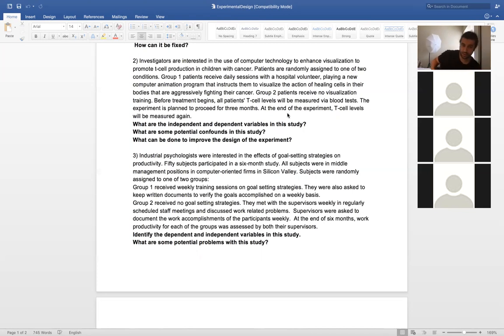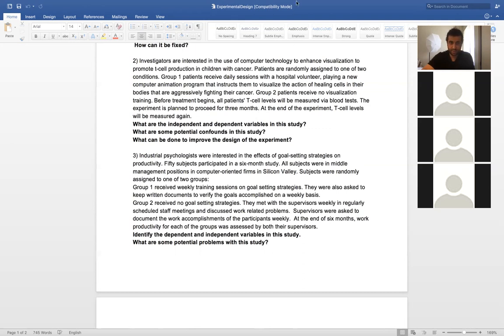So come on, don't be shy. What is our independent and dependent variable here? So first, let's look, what is it that we want to measure? What is our dependent variable? So we are trying to test the T cell levels, right? In a patient's cancer. So that's most likely what we want to measure.